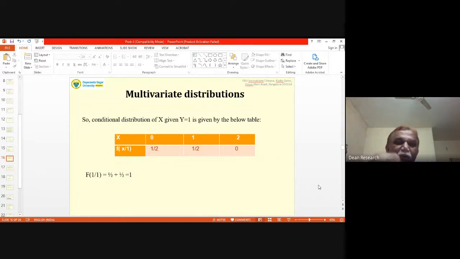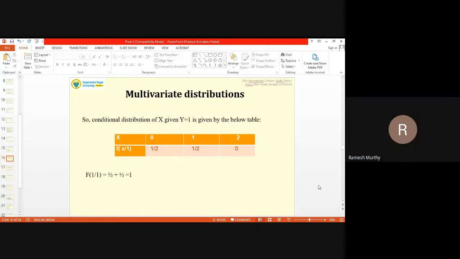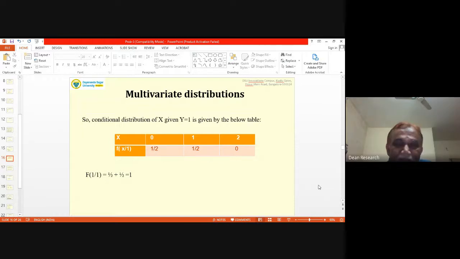If you want to compute capital F of 1, 1, it's quite simple. From the table only you can read out half plus half. It comes to 1, because the probability of f of x given 1 where x equals 2 is 0. That's the only thing you have got here. So capital F is very clear with this example as well.